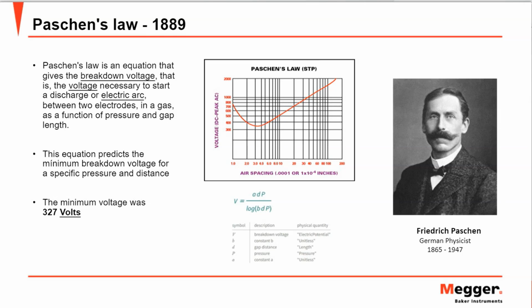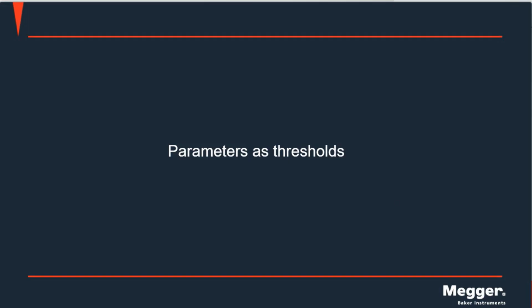And actually, we are sending pulses to the motor. So this is not a continuous DC or AC voltage. We are sending DC voltage pulses, so we can identify the problem in the insulation. Parameters are thresholds.